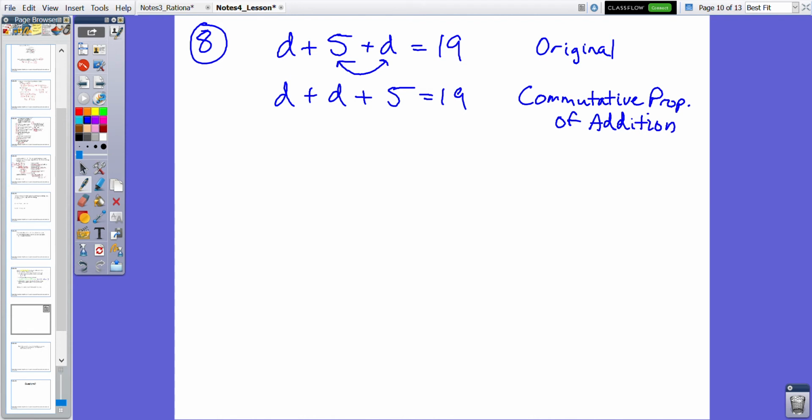Okay. Now, I'm ready to combine my like terms. My like terms in my equation are going to be this D and this D right here. We have 2 D's, we can add them together. That gives me 2D here, and the rest of the equation stays the same. So plus 5 equals 19. That is what we call combining like terms.